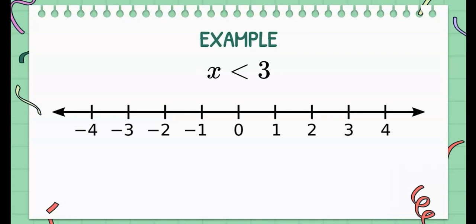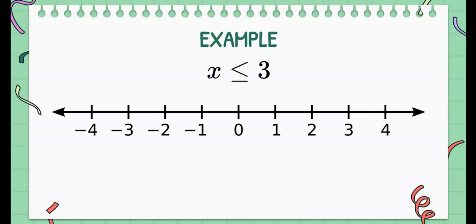Now, what about less than? Not much different. First, we look at the inequality symbol. Since it's not equal to, at 3, we're going to have that open dot. But now it's less than. Less than means to the left. So we need to shade to the left of our open dot, and that represents the graph of a less than inequality.